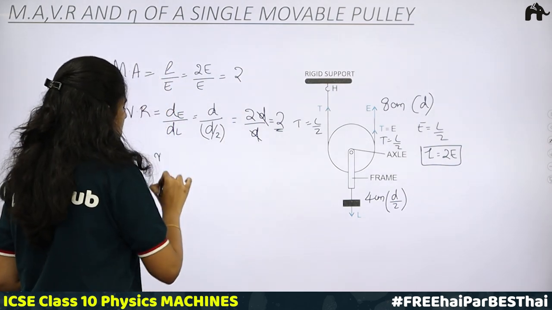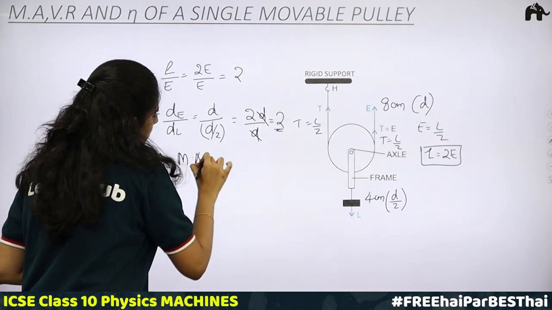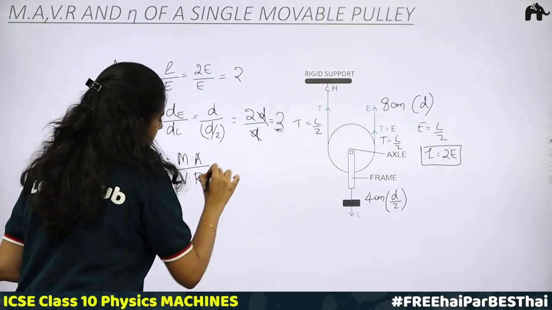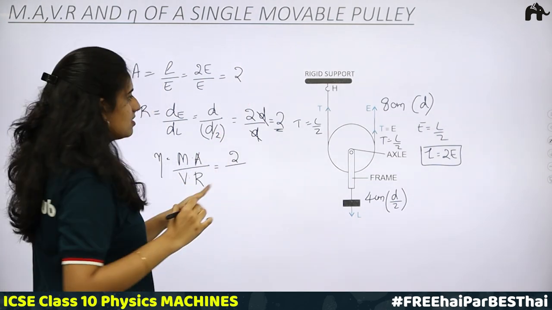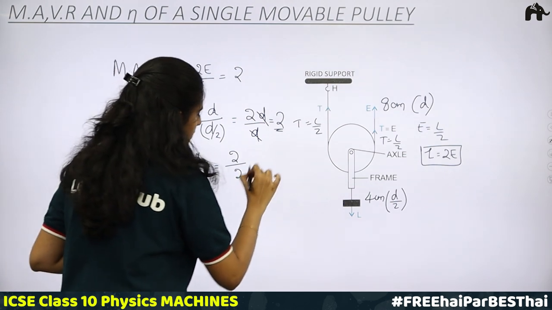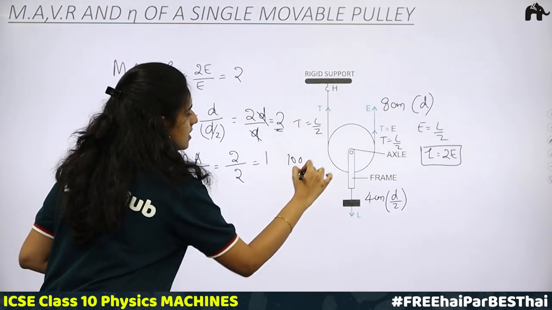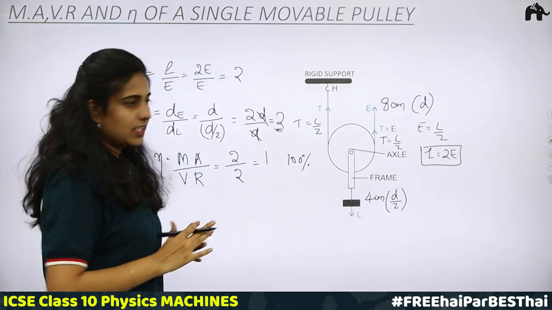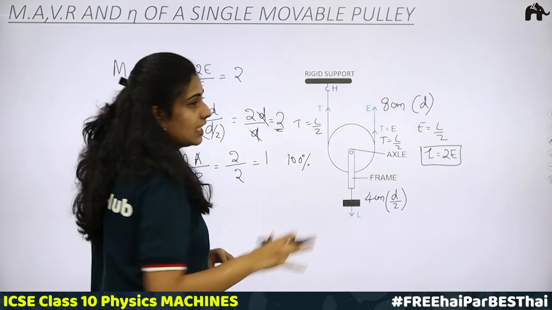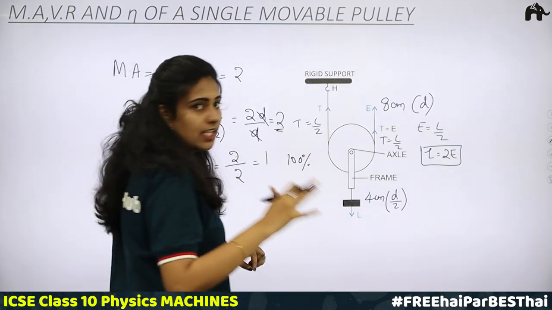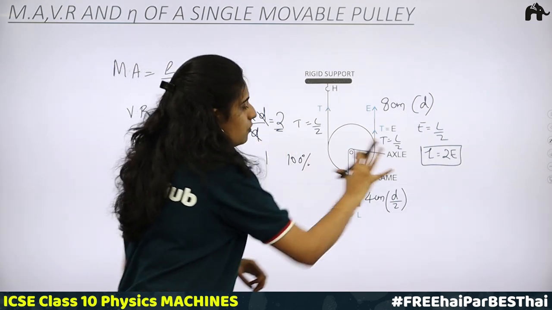Now we can find the efficiency eta. Efficiency eta is mechanical advantage divided by velocity ratio. What is the mechanical advantage? Mechanical advantage is 2 and the velocity ratio is also equal to 2, which means efficiency is 1 or 100%. Now this is the ideal case again. Okay, that is, we are not considering the mass of rope. Mass of rope is taken negligible and the mass of pulley is also taken negligible. What is only considered is a load. Okay, there is no friction considered.